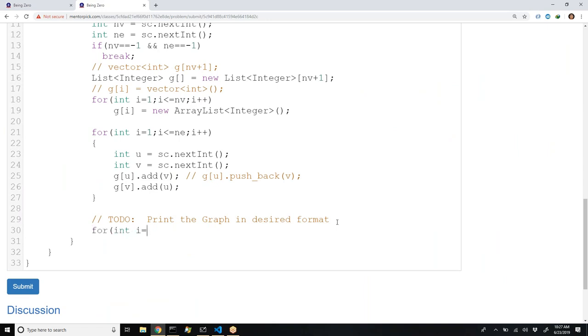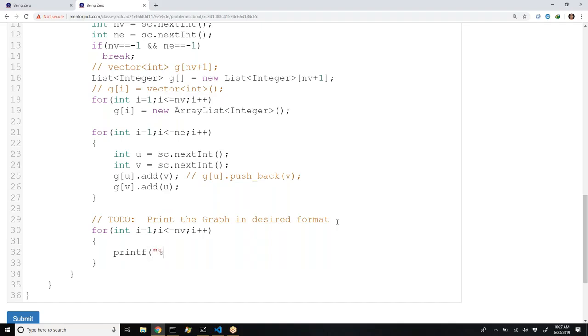Loop from i = 1; i less than or equal to n; i plus plus. Inside this loop, what do I do? First print this vertex, printf percent d. But it's not given anywhere that vertices are natural numbers in some order. Okay, consecutive natural numbers. Vertices that are given to us might not be in that order.